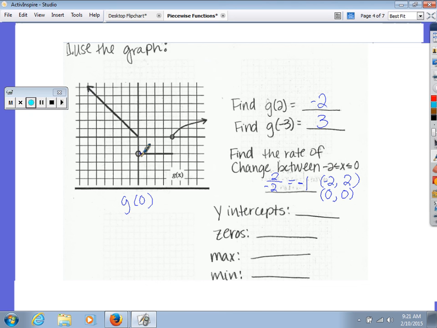But what's the only point that we recognize for Algebra 1? The one that's not an open circle. So where's my only y-intercept at? 0. Now here's something interesting.